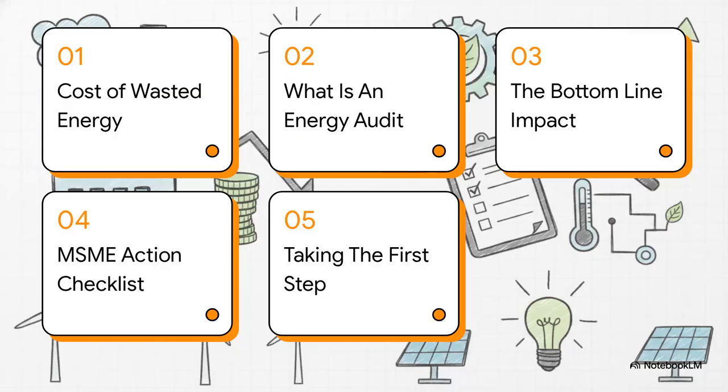So here is our roadmap for today. We've got a highly structured path to demystify all of this. We'll hit 1. The cost of wasted energy. 2. What is an energy audit? 3. The bottom line impact. 4. Your MSME action checklist. And 5. Taking the first step.